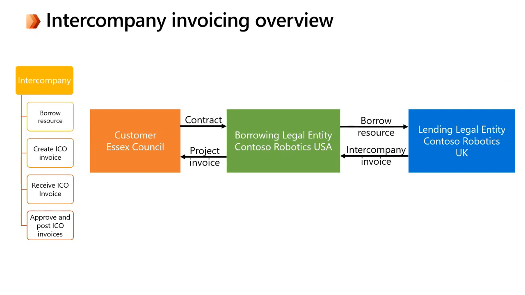The legal entity that provides that additional service or product is called the lending legal entity. You can see it on the right side in blue. The legal entity that receives the service or product is called the borrowing legal entity. It is our company that provides the final service to our final customer, which is on the left. You can see it in the middle in green. So let's go into the system and I will show you the process.